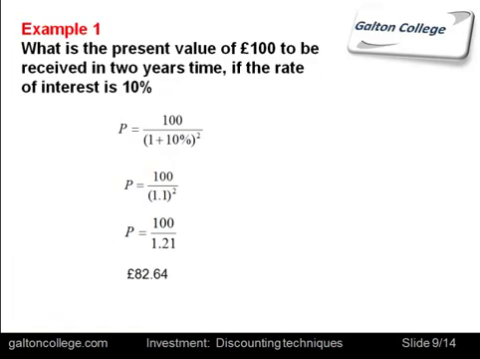Let's look at an example. What's the present value of £100 to be received in 2 years' time if the rate of interest is 10%? 2 years' time. Well, put it into the formula. P equals 100 divided by 1 plus 10% squared, which is that, which is over this, which is £82.64. So £82.64 is the same as £100 received in 2 years' time if the interest rate is 10%.